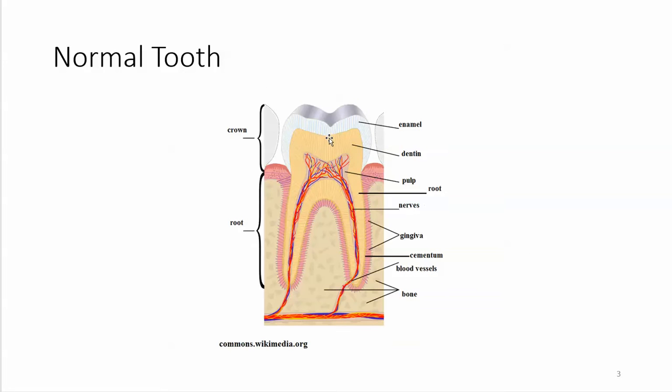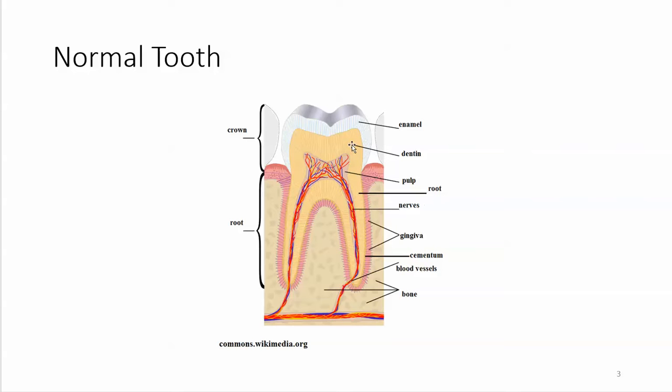Let's talk about the tooth itself. The enamel is the hardest white outer portion of the tooth, mostly comprised of calcium phosphate. It gives you the strength to bite through food.